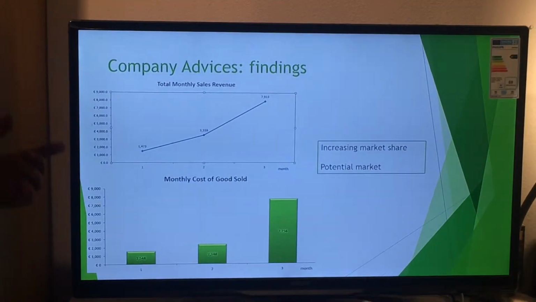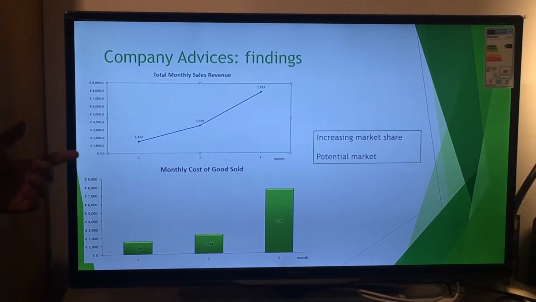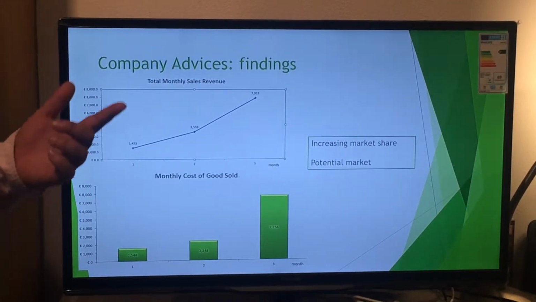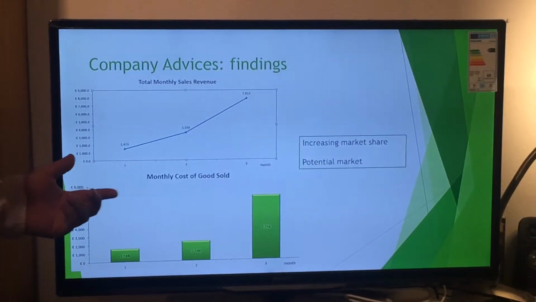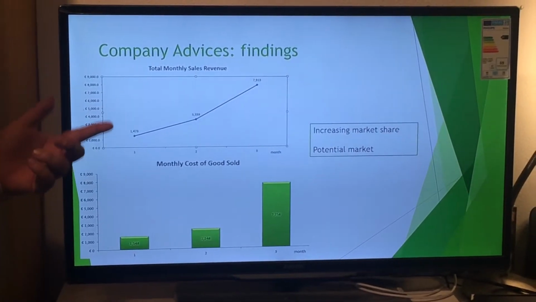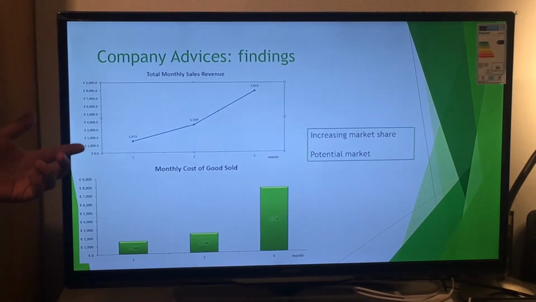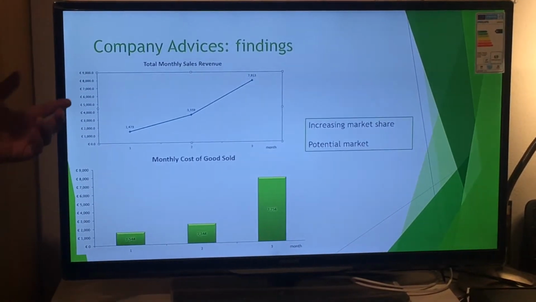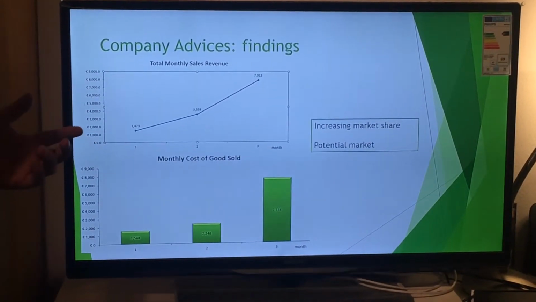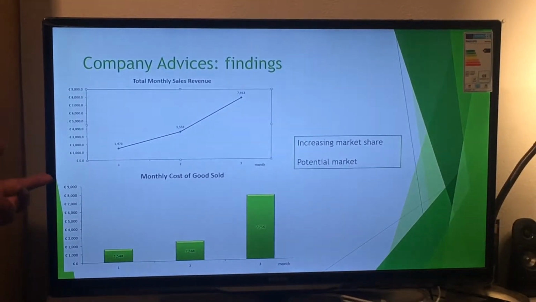And the second chart is the cost of goods sold. From this chart, we can know in which month our sales are the most, and obviously in the third month, the cost of goods sold is much higher than the rest. Combining these two charts, we can know the market share is increasing, and we still have a lot of potential market in the future. And let's move to the next.